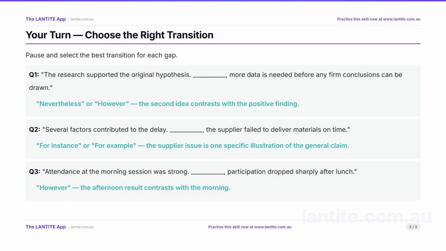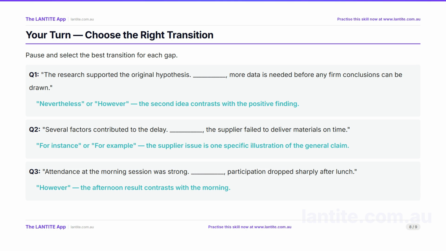Your turn. Pause and choose the best transition for each gap. Question 1. The research supported the hypothesis, blank, more data is needed before any firm conclusions. The second sentence contrasts with the first. The research was positive, but it is not enough yet. So, we need a contrast transition. Nevertheless, or however, both work.